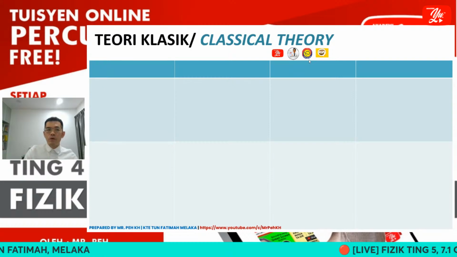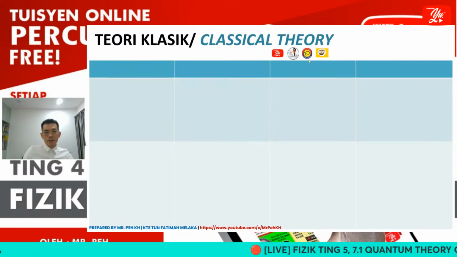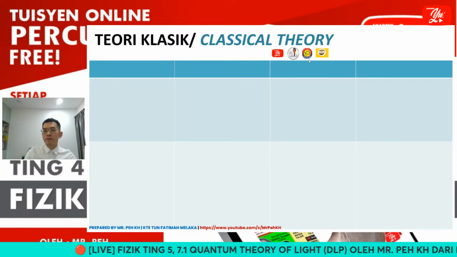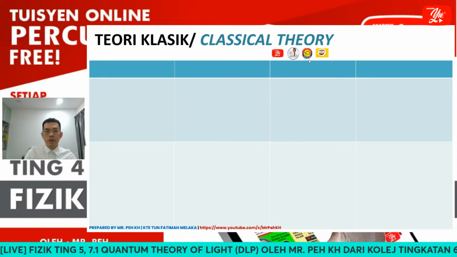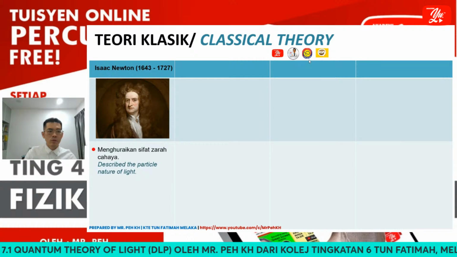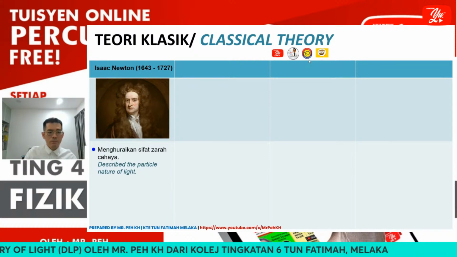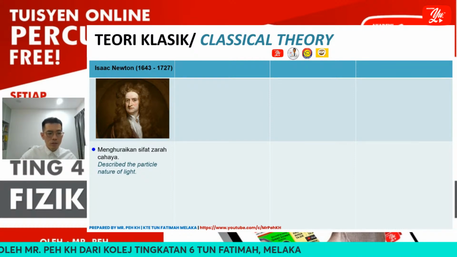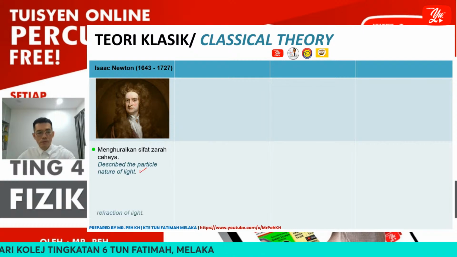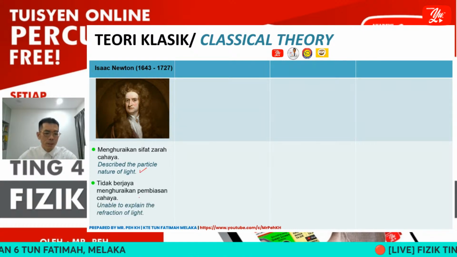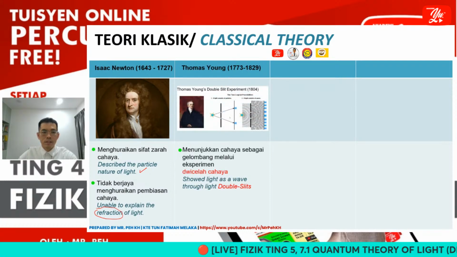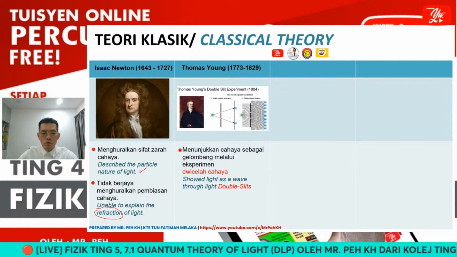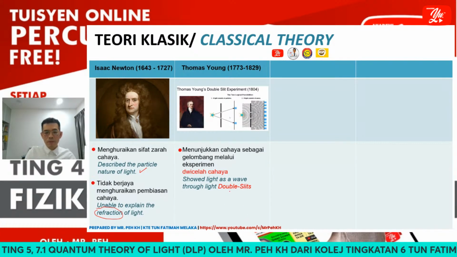Before we go into the detail of quantum theory, let us discuss the scientists involved in the classical theory. The first is Isaac Newton. He described the particle nature of light. However, he was unable to explain the refraction of light. Then the second, Thomas Young, showed light as a wave through the light diffraction experiment.